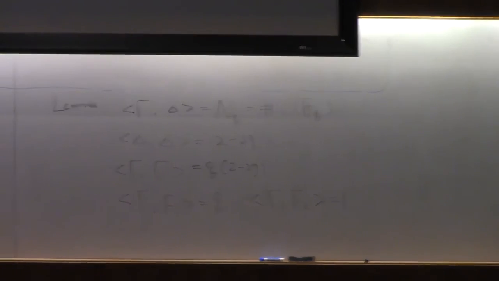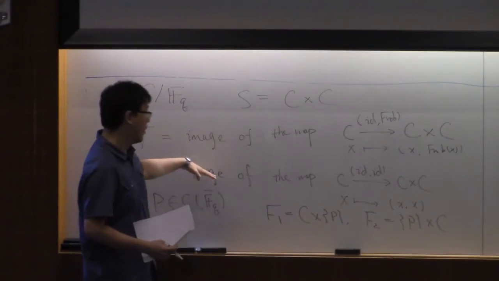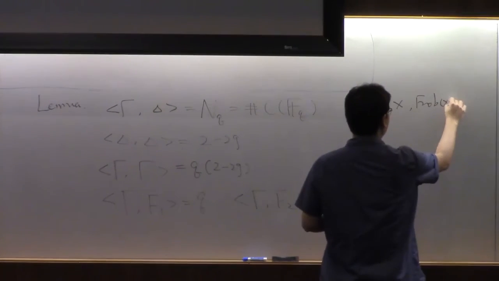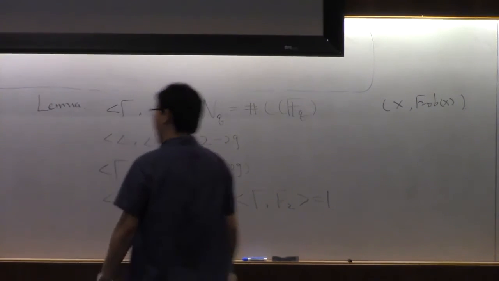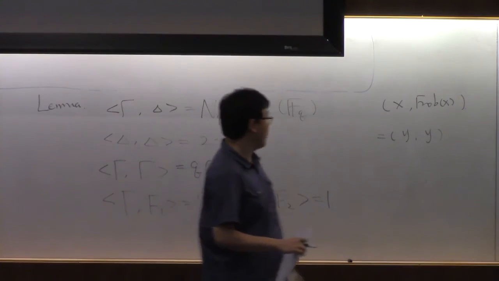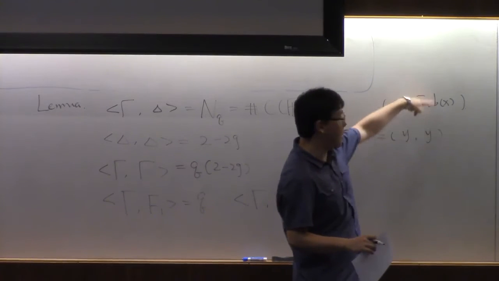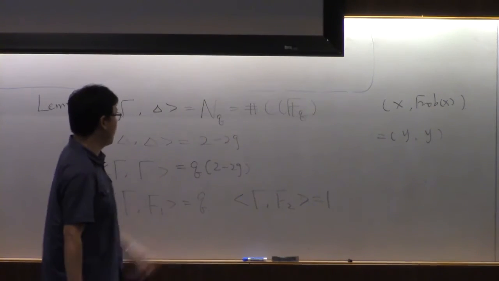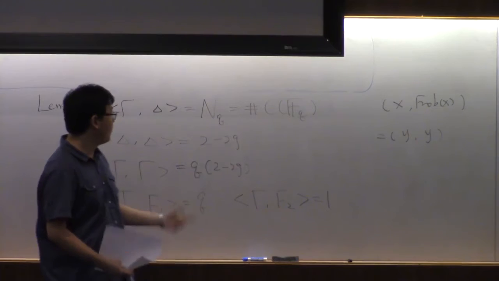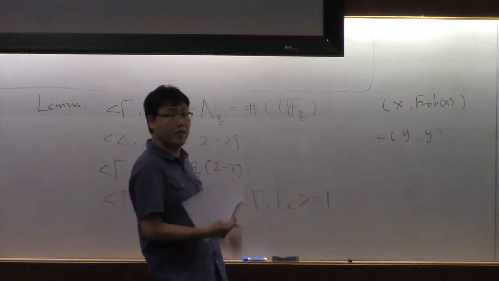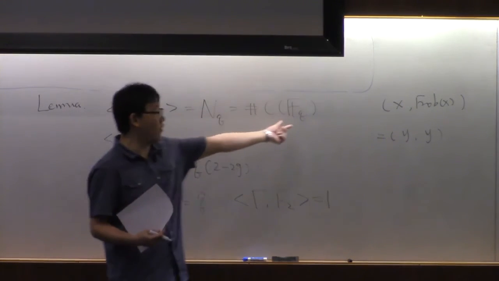For example, for the first one, I want to consider the intersection number of these two curves. That means any point on gamma is given by (x, Frobenius x), and any point on the diagonal is given by (y, y). So if you want this point to be an intersection, x should be equal to y, and x should be equal to Frobenius x. So this intersection has a bijection with the set of F_q rational points, or a bijection with the set of points which are invariant under the Frobenius. But those are exactly the points which are defined over F_q.